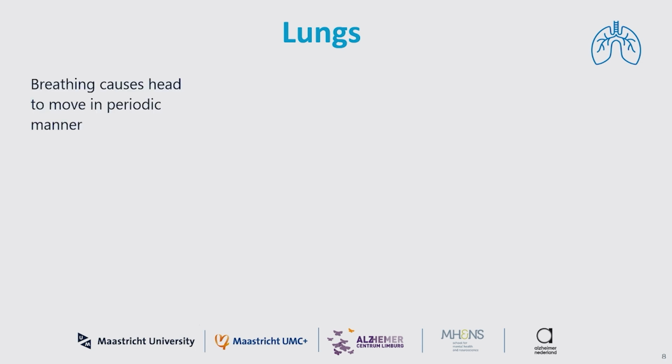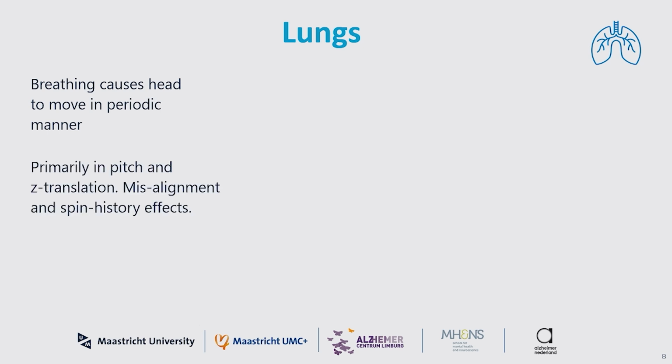So how do we measure this, and how does this affect your fMRI signal? So breathing causes your head to move in a periodic manner. And as you can imagine, this is primarily in the Z translation. So you breathe in and you breathe out. Your head goes up and down. So this can cause misalignments and also spin history effects due to the motion. So this mainly relates to the chest expansion, as I said, the movement of your thorax, and this is an immediate effect. So it affects the volume that you're acquiring in that minute and also the ones after because of the spin history a little bit.